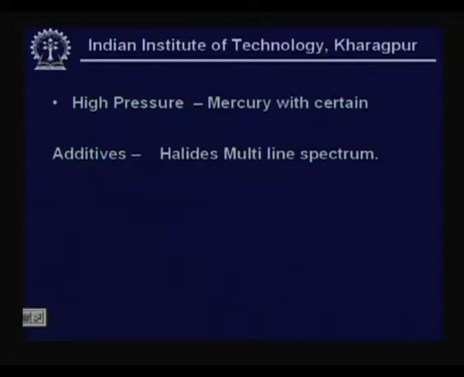High pressure mercury with certain additives, halides, which could be bromides, iodides, improves the spectrum and makes it somewhat continuous and a little multi-line. Though it is not a continuous spectrum like an incandescent lamp, it enables us to get some more lines in the visible zone, and especially where the peak sensitivity is.